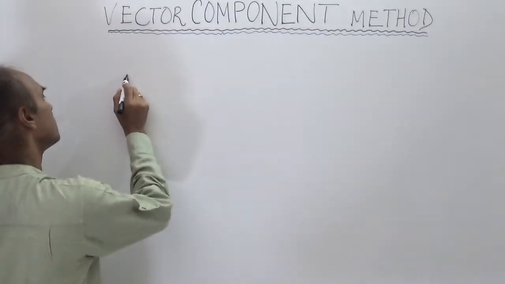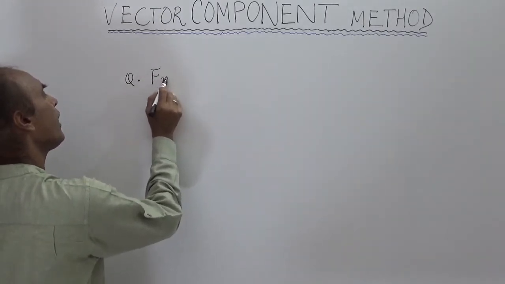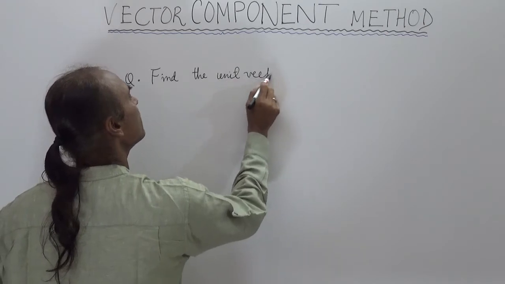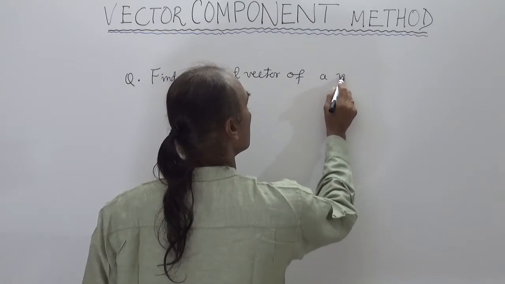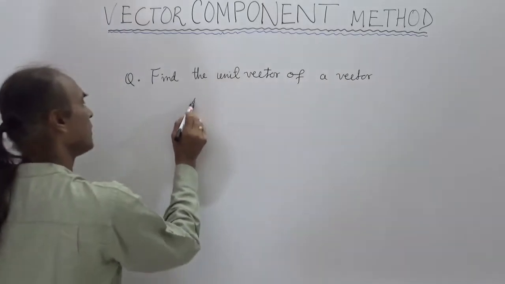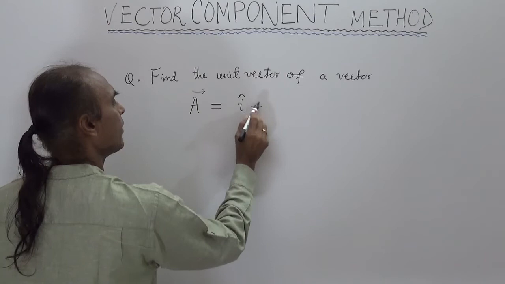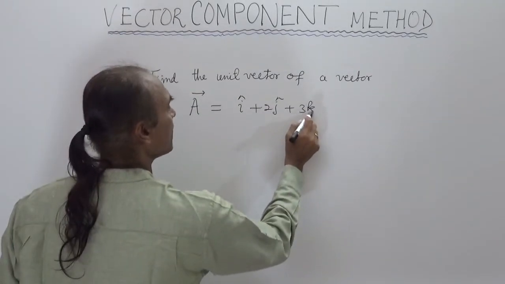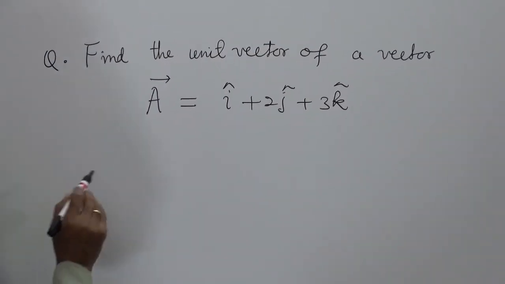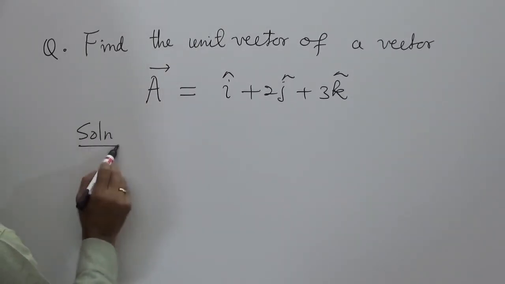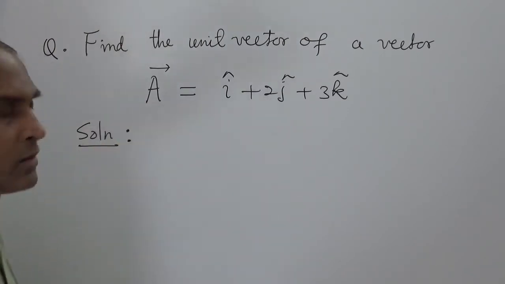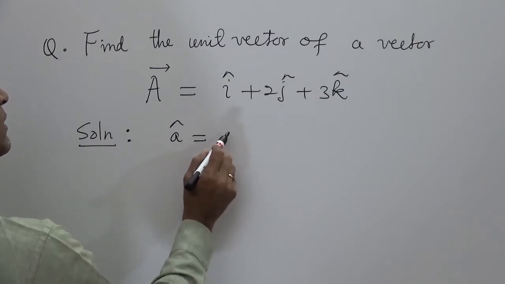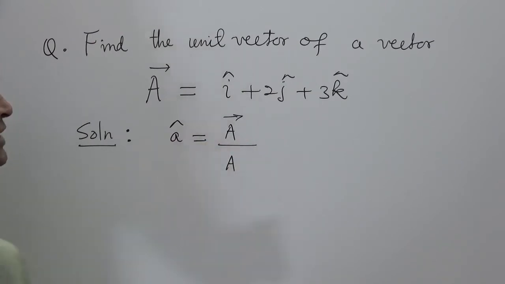The example is how to find the unit vector of a given vector A is equal to i cap plus 2 j cap plus 3 k cap, suppose. So how to find it? As we have a little while ago found a formula of the unit vector of any vector as the vector upon its magnitude.